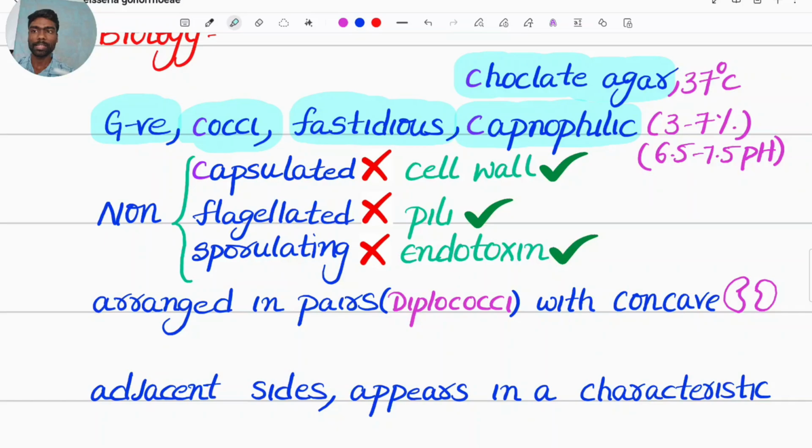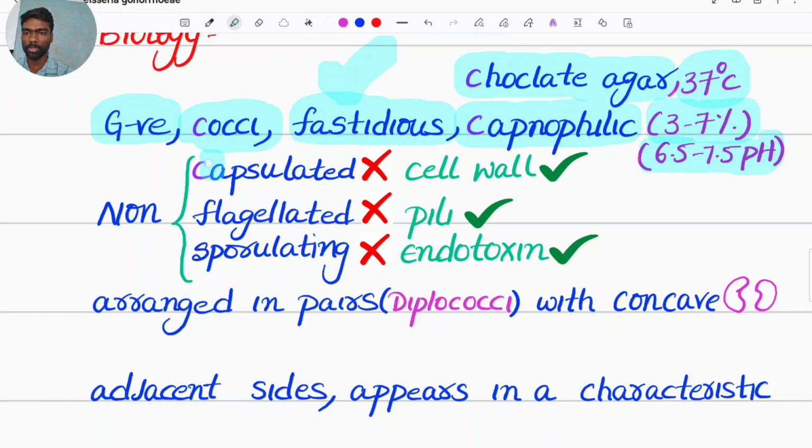I already told you it lives only in humans. Why? It can't survive environmental extremes of temperature. So it requires a temperature of 35 to 37 degrees, and carbon dioxide of 3 to 7%. Remember like this: 37 degrees, 3 to 7% carbon dioxide, 6.5 to 7.5 pH. With all these requirements only will it grow, hence it is called a fastidious organism.